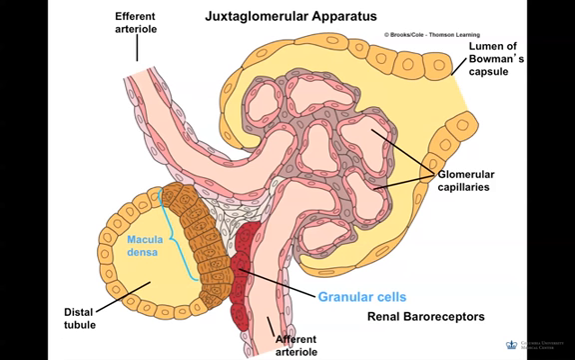So where are our renal baroreceptors? The renal baroreceptors are at this specialized area of the kidneys that we spoke about before, the juxtaglomerular apparatus. The renal baroreceptors are the granular cells at the juxtaglomerular apparatus. Those granular cells can sense the pressure in that afferent arteriole and can sense any change in systemic arterial blood pressure. And as I said, they don't adapt.